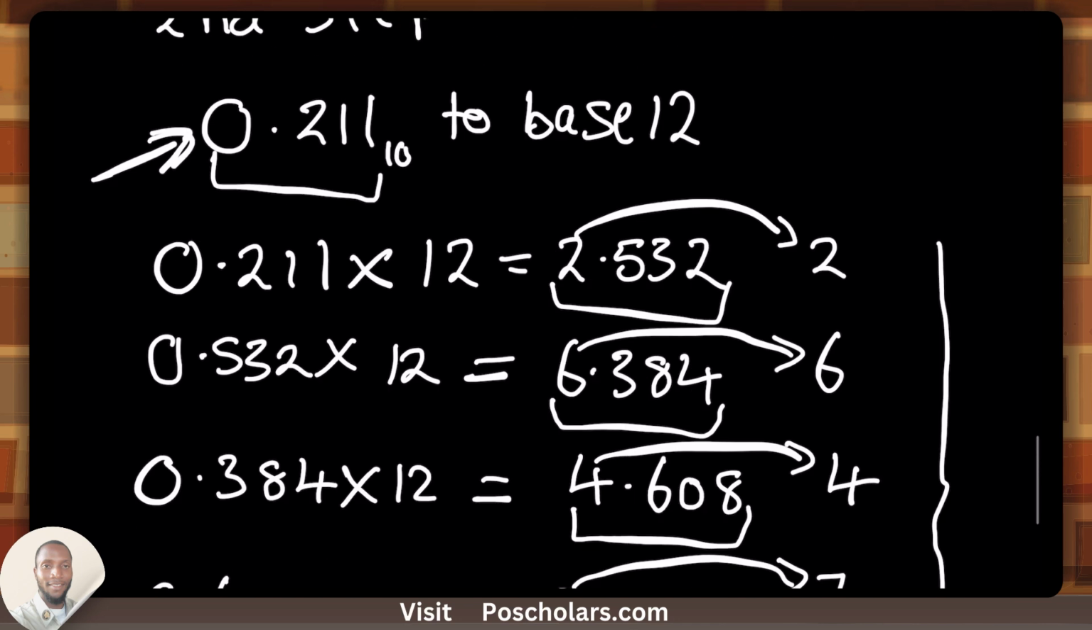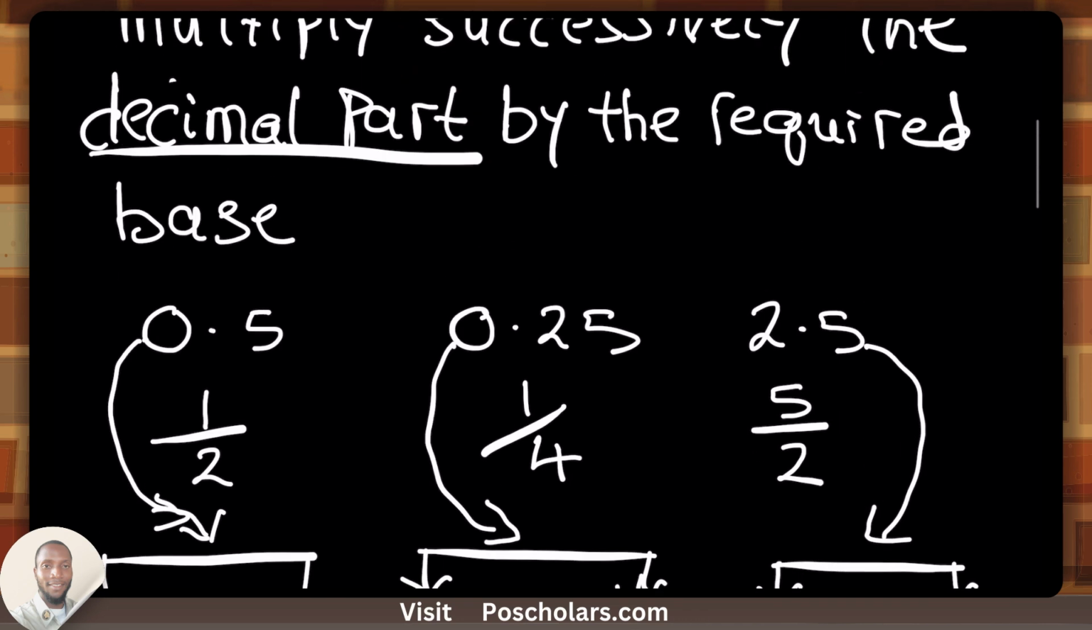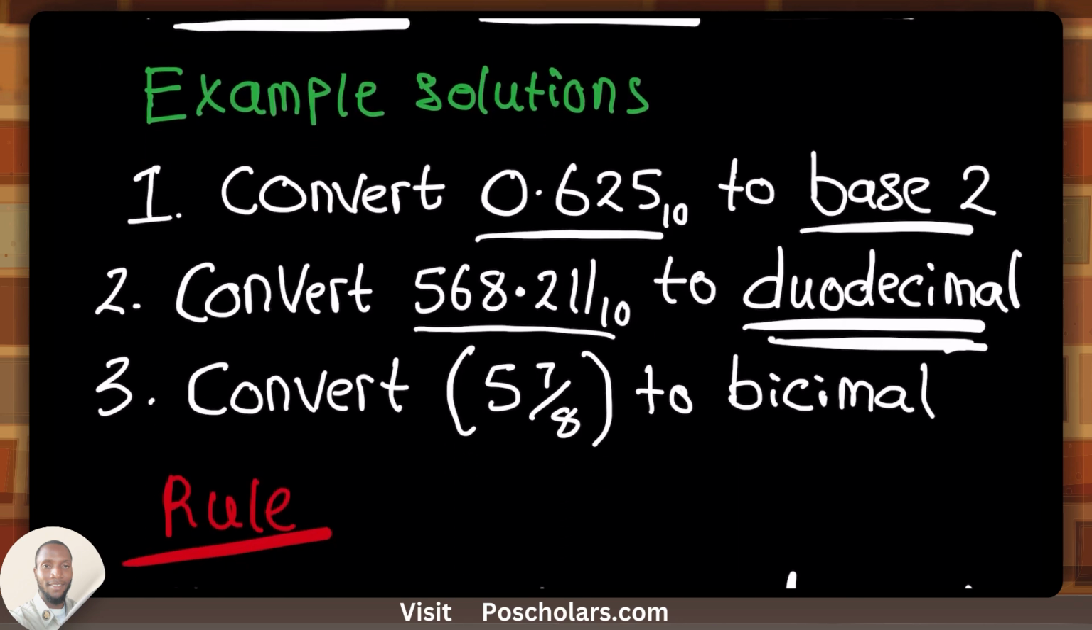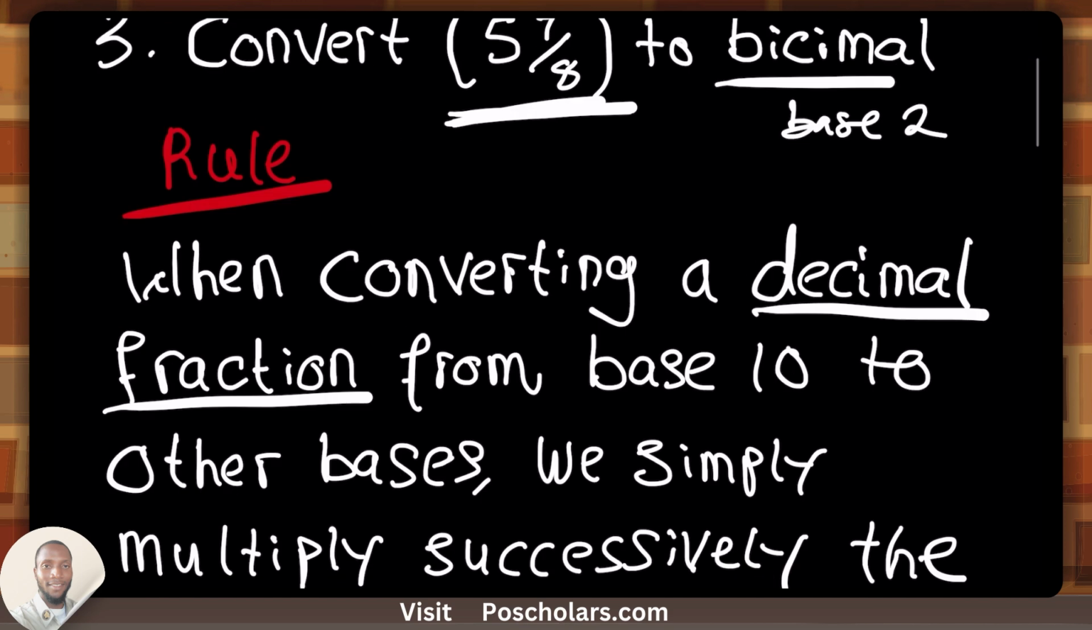Next, we'll move to the third question, which is the last question for today's video. This particular question says, convert 5 whole number 7/8 to decimal. Take note, decimal also means base 2. But the reason why we use decimal is because we are working with what? Decimal fraction. So without any further ado, let's jump into solving the question right away.